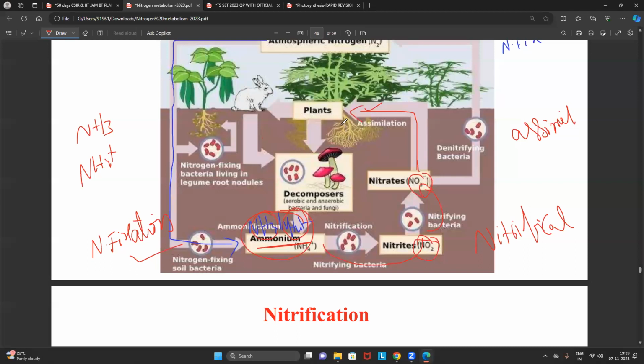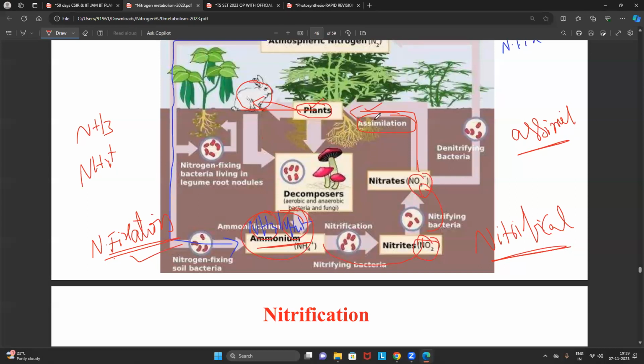When the plants start utilizing it, plants will produce their proteins, their amino acids, their nucleic acids, everything. Now we, higher trophic level animals, from the plant, we will take those particular proteins, amino acids. Correct? Upon eating the plants, we animals get it. So animals and plants are getting the nitrogen in the process of assimilation. What is the first step? Fixation, nitrification. Third step, assimilation.